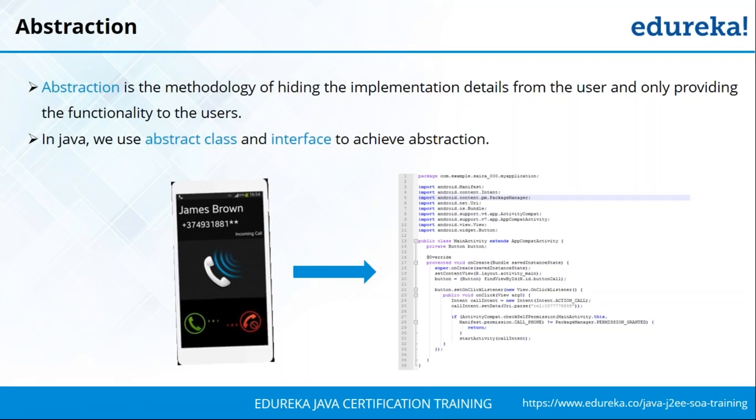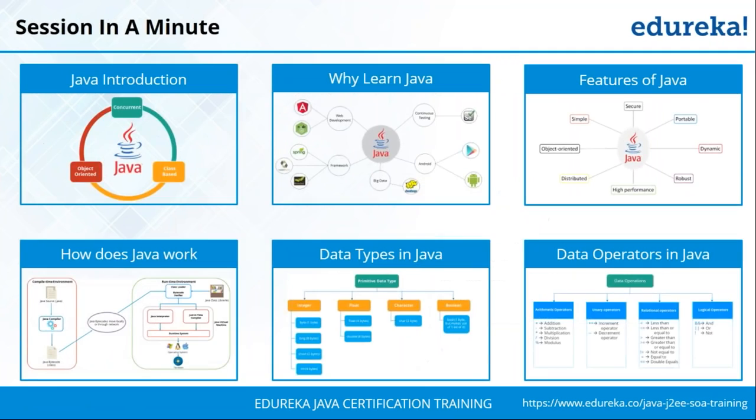And in Java, you're going to obtain abstraction through abstract classes and interfaces. This is something that we'll be covering as part of our upcoming sessions as well. So I hope with this you've got a complete overview of the various object-oriented concepts of Java. And moving forward, let's look at a summary of today's session.